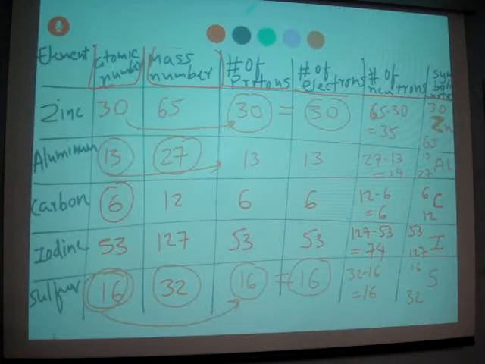So go ahead and check that you got the same numbers when you calculate it.